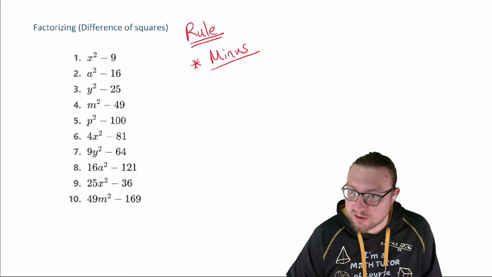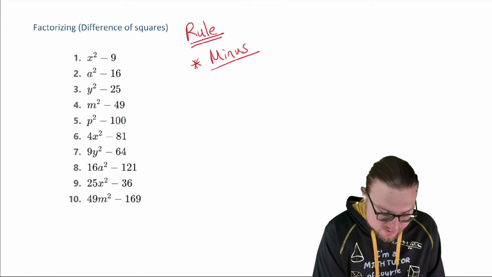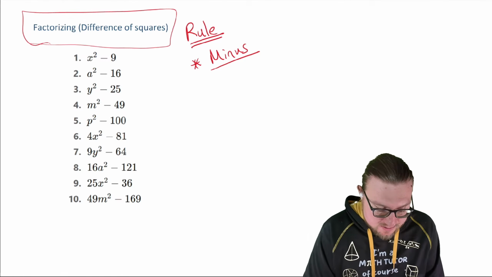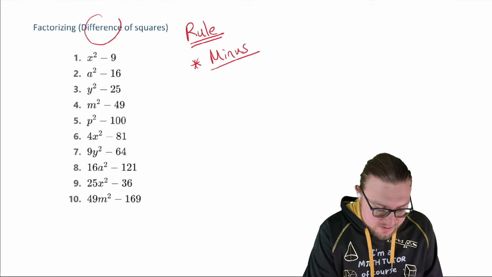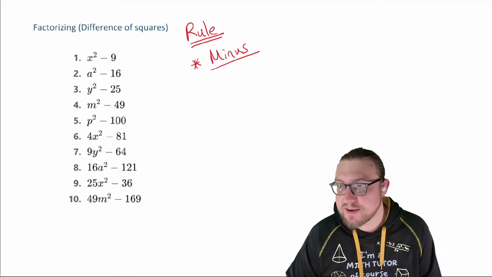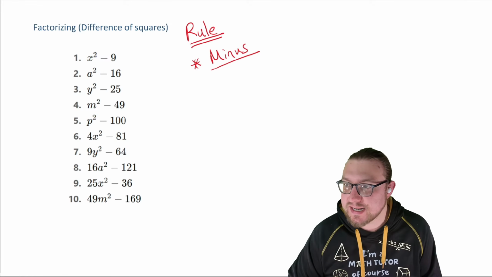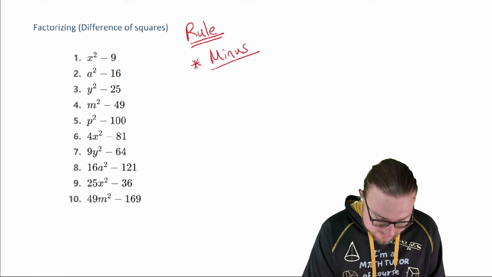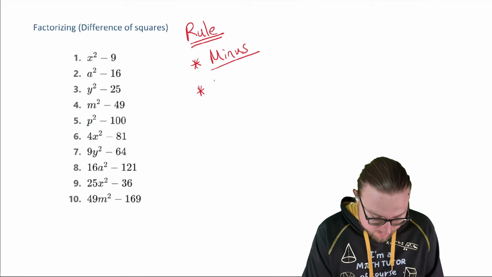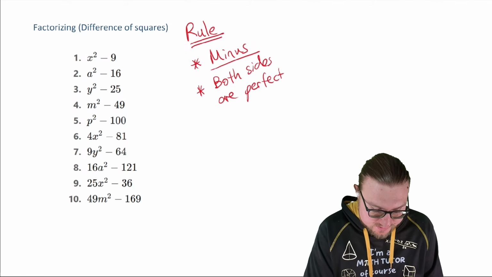Potentially, we can factor out a common factor like in the basic factoring, but it's not going to be this factorizing method. And here, this is called the difference of squares. Remember, difference is the result of a minus question. That's why we need to have a minus. Okay, and the second part is we need to have both sides be perfect squares.